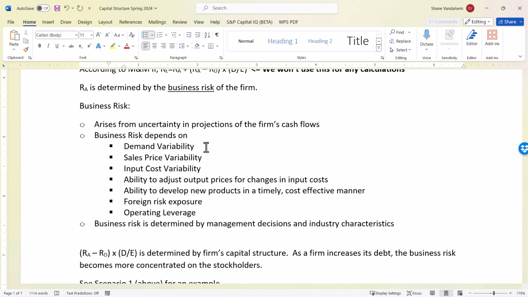Input cost variability. What this means is that the cost of the inputs going into the product or service that you're selling might fluctuate a lot, with an inability to adjust output prices for changes in input cost. I like to use agriculture as an example here. I come from a family of farmers, and this is a risk that farmers face.